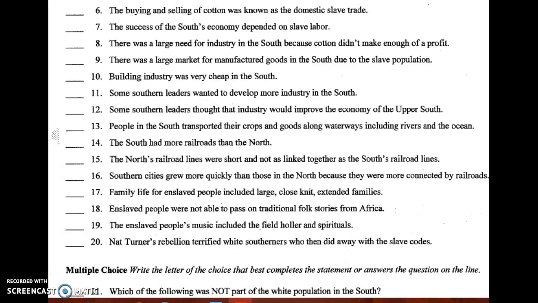15. The North's railroad lines were short and not as linked together as the South's railroad lines. Number 16. Southern cities grew more quickly than those in the North because they were connected by railroads. Number 17. Family life for enslaved people included large, close-knit, extended families.